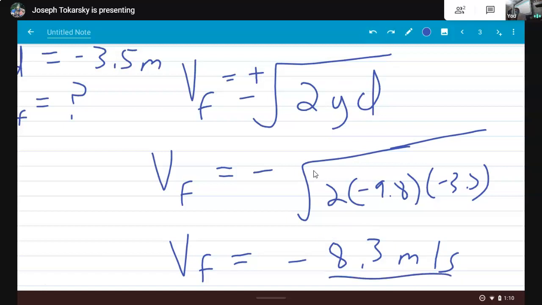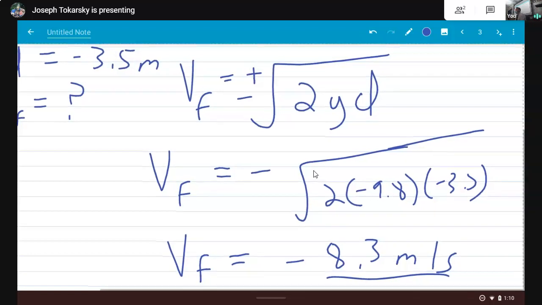So as long as you at least gave me 8.3, that's all that matters the most. If it said find the velocity when it strikes, you would have definitely had to include the negative. We okay on that one? Good. Any other ones?